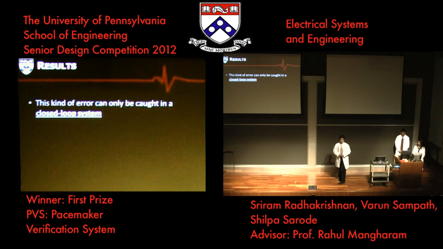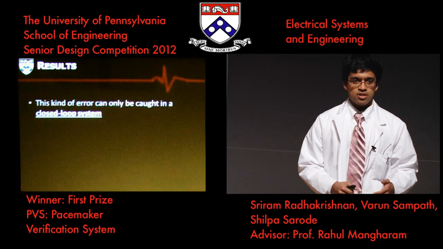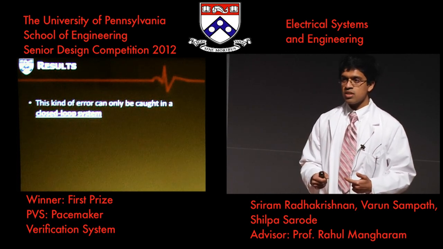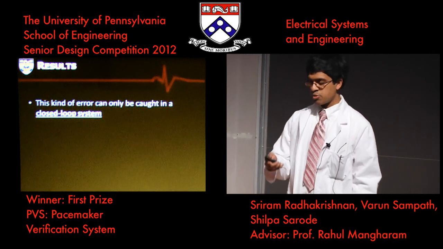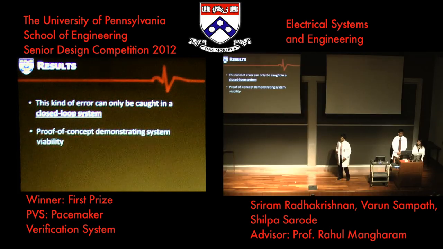So what kind of results can we get out of this? One thing we should point out is that we can only experience these kinds of errors if we have a closed loop system. Whenever we have the heart talking to the pacemaker and the pacemaker talking back to the heart in turn, we can see these kinds of feedback loops that normal testing scenarios, where you just send inputs into the pacemaker, cannot capture.